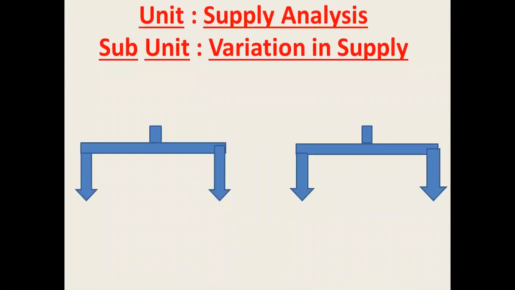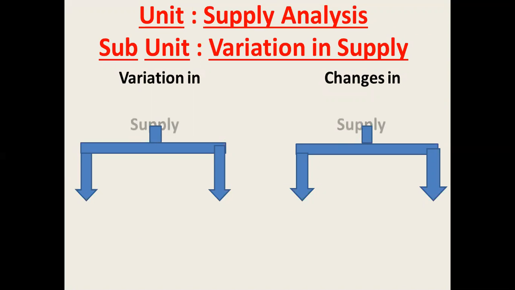Supply Analysis. This is your fourth chapter as per your 12th standard syllabus. So in this video, the subunit is the variation in supply. Before I discuss the variation in supply, let us review the other parts related to supply. First, we have already discussed the concept of supply, individual and then market. Next, we have also discussed the law of supply.